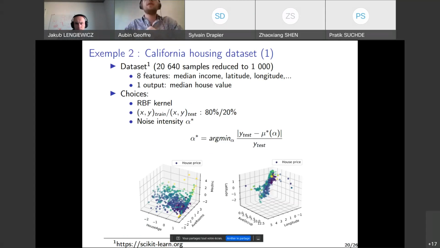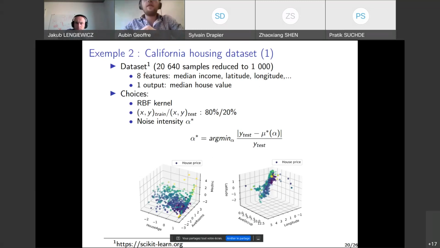What is interesting here is that we have a kind of high variability, as you can see here, and we have a huge data set. This data set has been reduced to only 1,000 data points, because I will explain why later. Once again, we have chosen an RBF kernel with a division between train and test of 80 and 20.